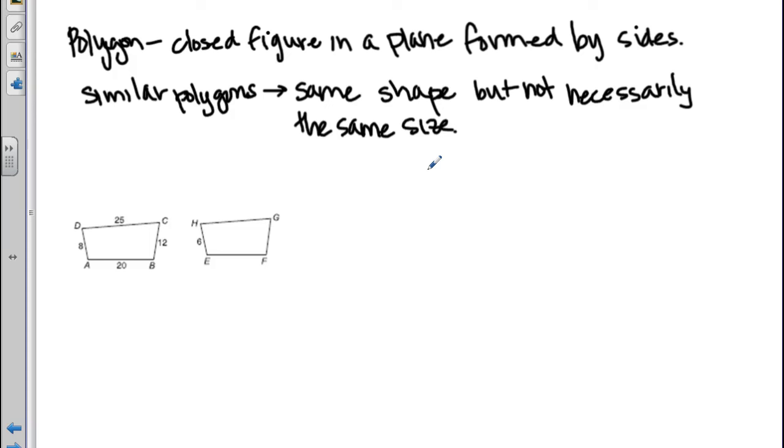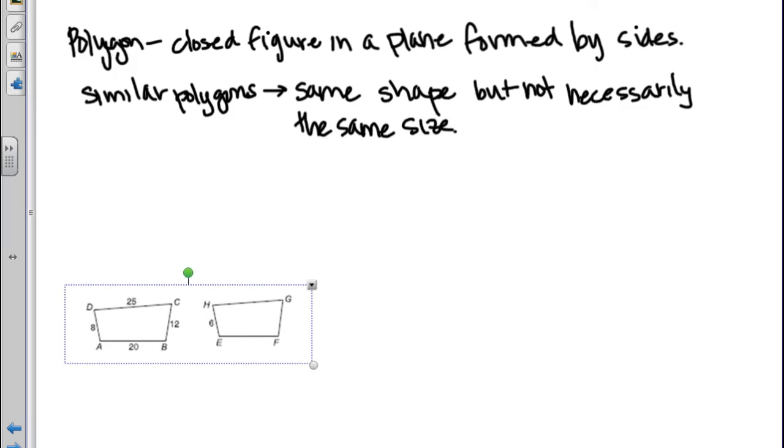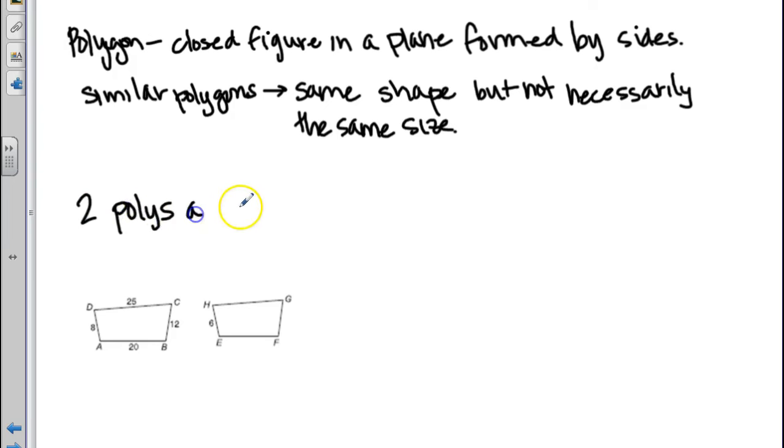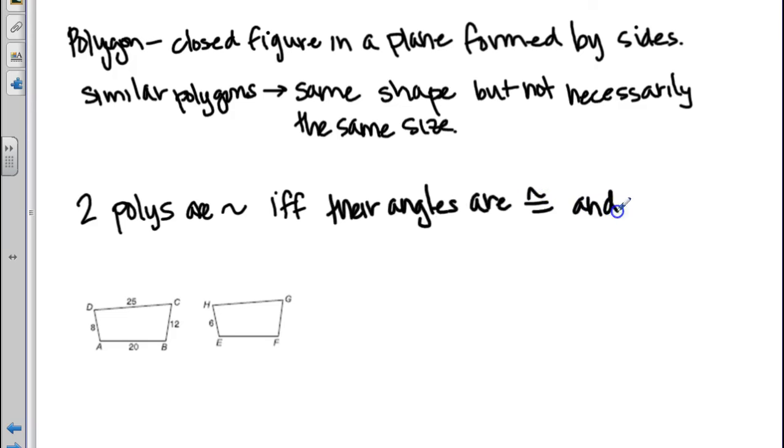All right, so let's talk about the definition of similar polygons. The definition says if we have 2 polygons, they are similar. By the way, this is the symbol for similar. So they are similar if and only if, so I didn't miswrite that. That means if and only if, which means it works both ways. We can flip the hypothesis and conclusion. If and only if their corresponding angles are congruent and their sides are in proportion. That would be corresponding sides.